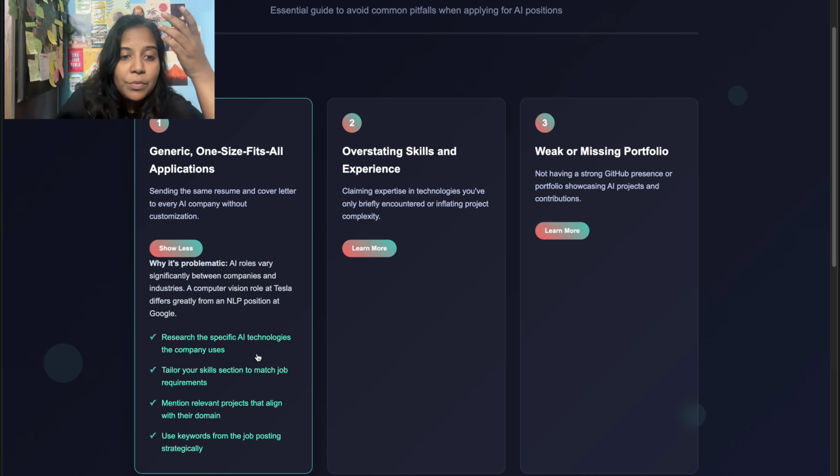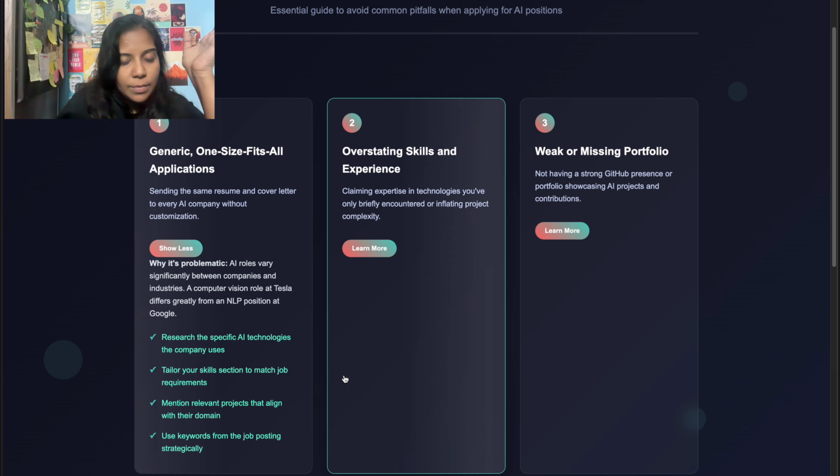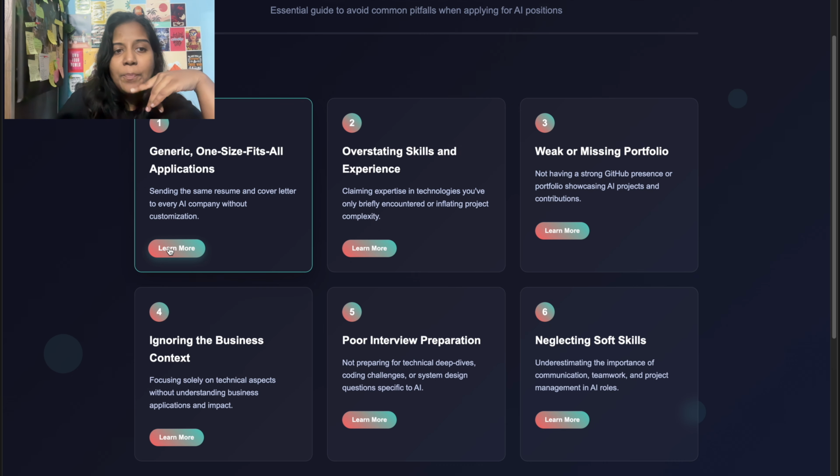So research the specific AI technologies and the company's use cases. Tailor your skills section to match job requirements. So these are the things. Mention relevant projects that align with the domain. Use keywords from the job posting. Same. So this is one.